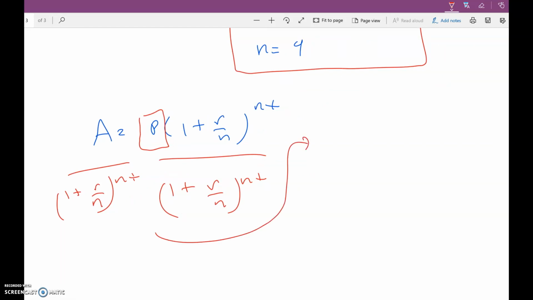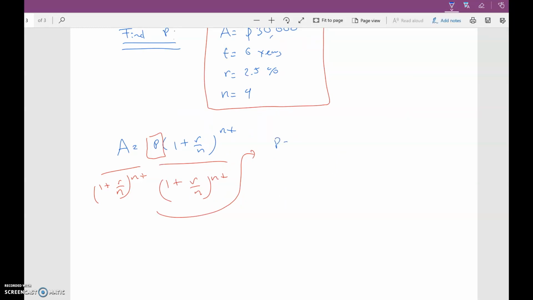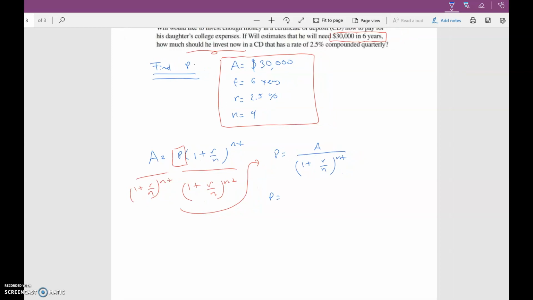Okay, so let me rewrite the formula. What we're actually finding is P, which is equal to A over 1 plus R over N raised to the NT. Okay, so let's plug it in. So P is equal to the $30,000 over 1 plus the value of R. In this case, this is going to be 0.025.